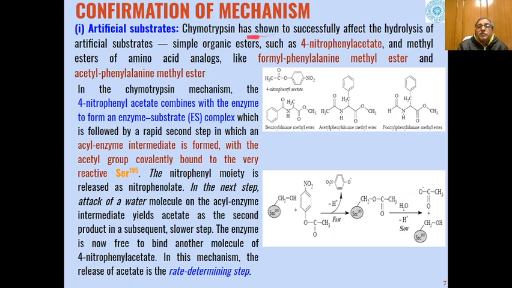The confirmation of this mechanism can be done by artificial substrates, for example 4-nitrophenyl acetate and related compounds like benzoyl alanine methyl ester, acetyl phenylalanine methyl ester or formyl phenylalanine methyl ester. All these are related to 4-nitrophenyl acetate, and chymotrypsin successfully hydrolyzes these artificial substrates.